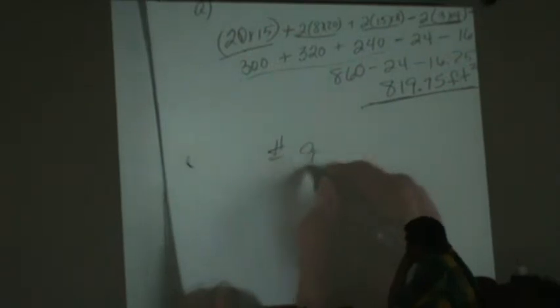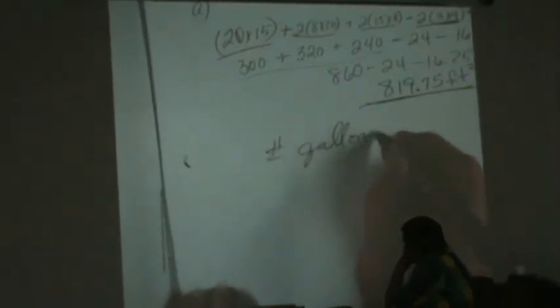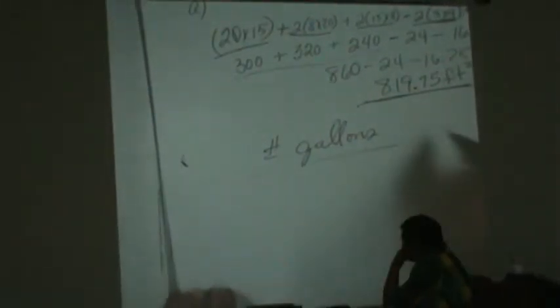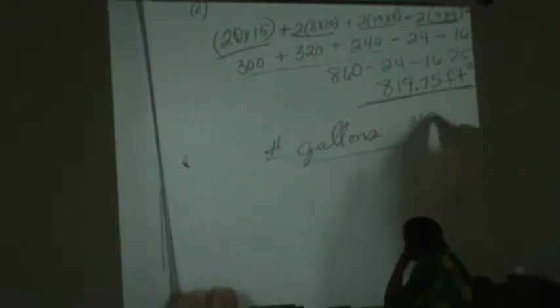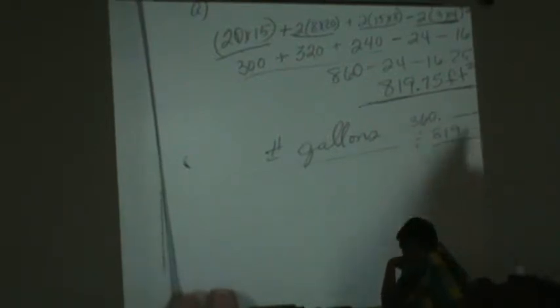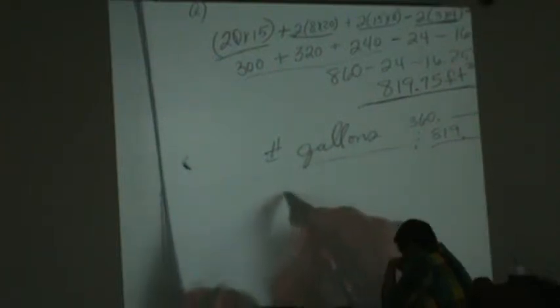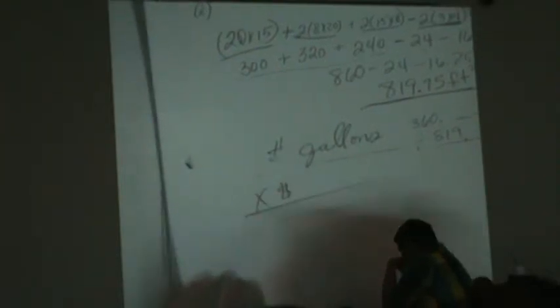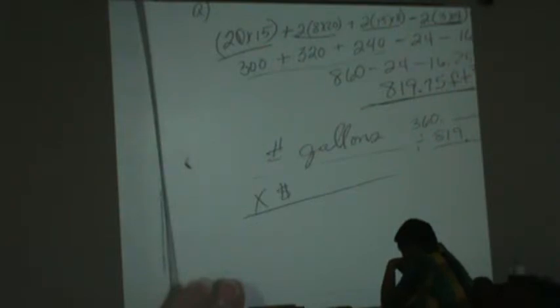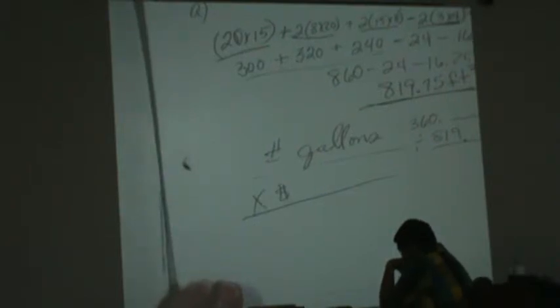And so you'll need to figure out how many gallons you need, and then it tells you how much the gallons cost. You'll do this 360 and divide it by the 819. Okay? Then you'll have to multiply it by the price to see how much it's going to cost you, right? Okay, that was one that people had a little bit of trouble with.